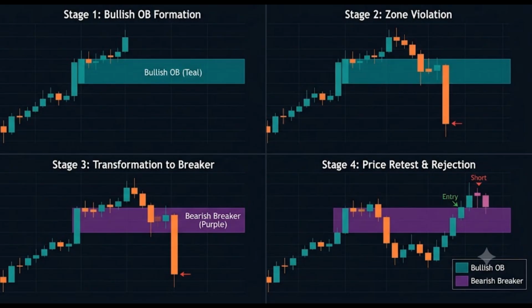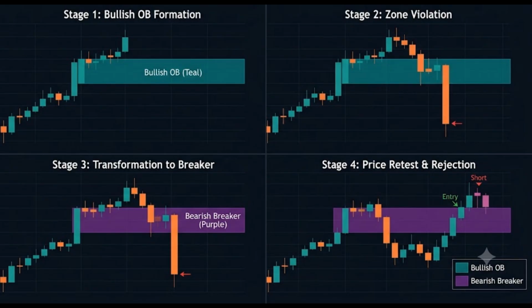The transformation sequence has 3 stages. Stage 1. Identify the original order block, the last opposing candle before an impulsive move. Mark it as you normally would. Stage 2. Price returns to the OB but does not respect it. A candle closes beyond the full body of the OB. This is the violation. The OB is now invalidated as a support zone, but do not delete it. Immediately reclassify it as a breaker block and change its color in your chart system.